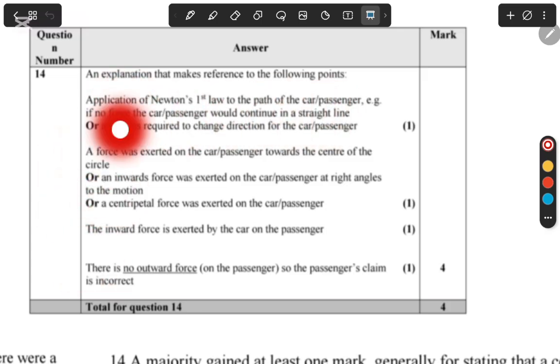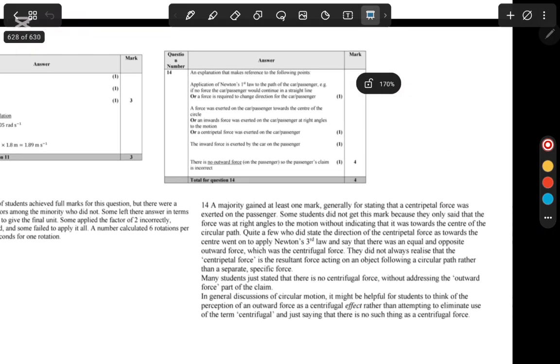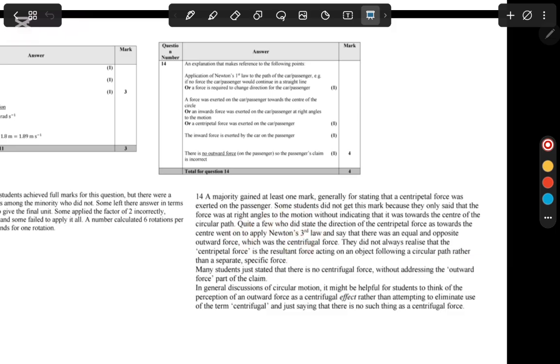All right, so you can talk about the direction of the force, and then the force acts towards the center of the circle, and the inward force is exerted by the car on the passenger. So there's no outward force on the passenger, and his claim is incorrect. So all of this stuff, hope that's clear. You can check out the examiner report here as well.